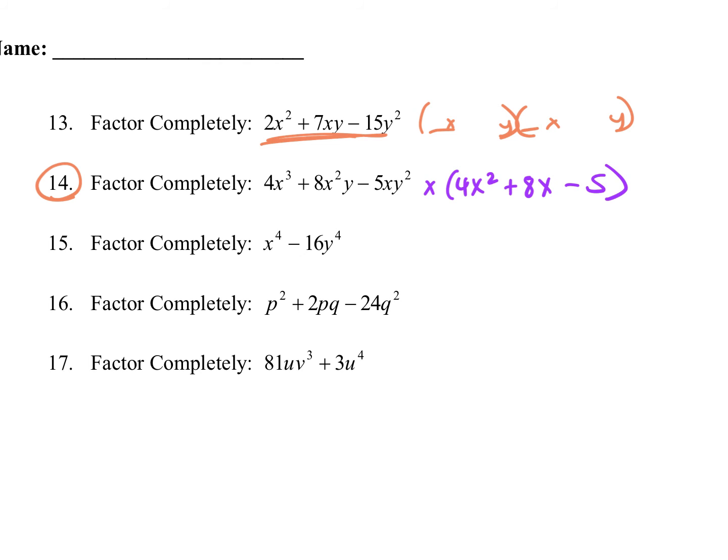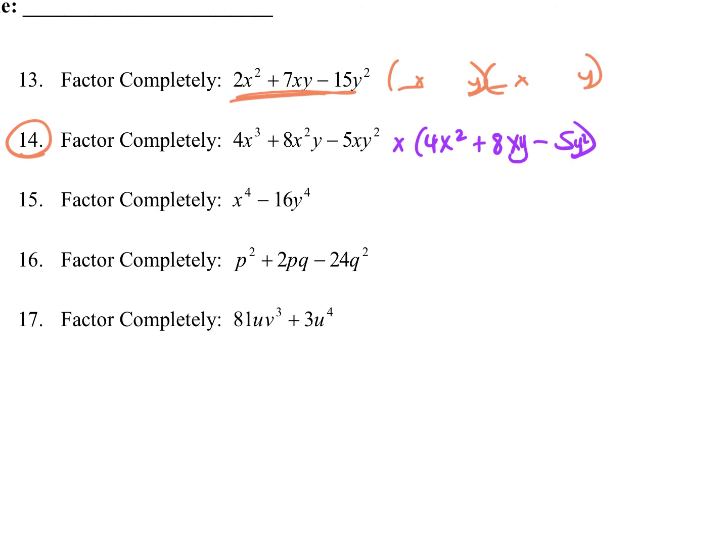Then you're looking for the factors of negative 20 that sum to 8. 8xy and 5y squared. So when we factor that out, it's going to be like this one where you've got a y at the end too. For number 14, I'm going to let you continue from there.